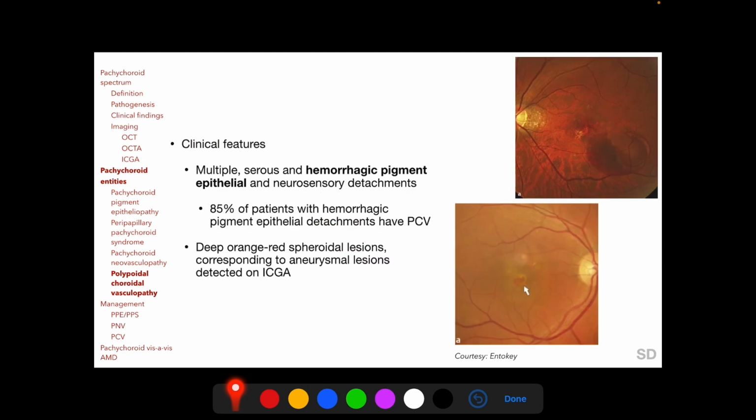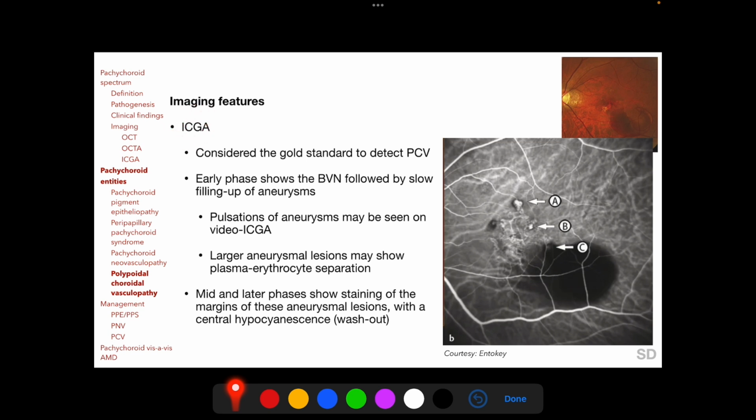The typical clinical presentation of polypoidal choroidal vasculopathy is the occurrence of multiple serous and hemorrhagic pigment epithelial and neurosensory detachments as seen here in this photograph, and it is said that 85% of patients with hemorrhagic pigment epithelial detachments have underlying polypoidal choroidal vasculopathy. In addition, deep orange-red spheroidal lesions may be detected as seen here in this photograph, which correspond to aneurysmal lesions detected on ICGA. ICGA is considered the gold standard to detect polypoidal choroidal vasculopathy.